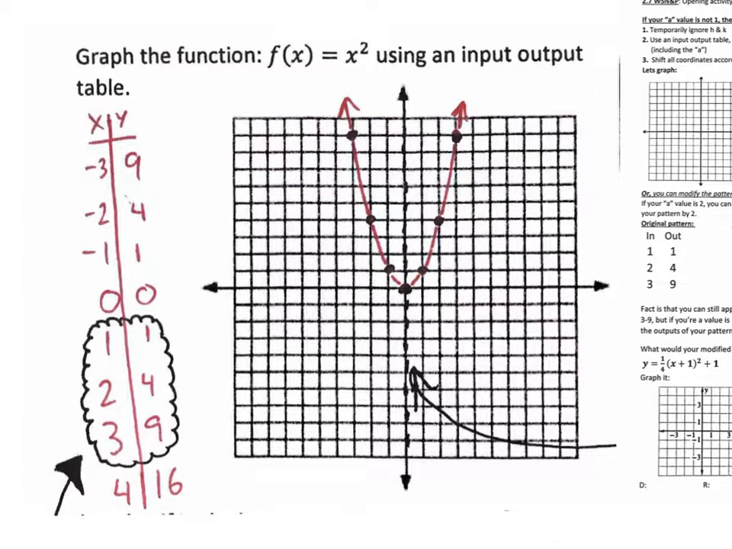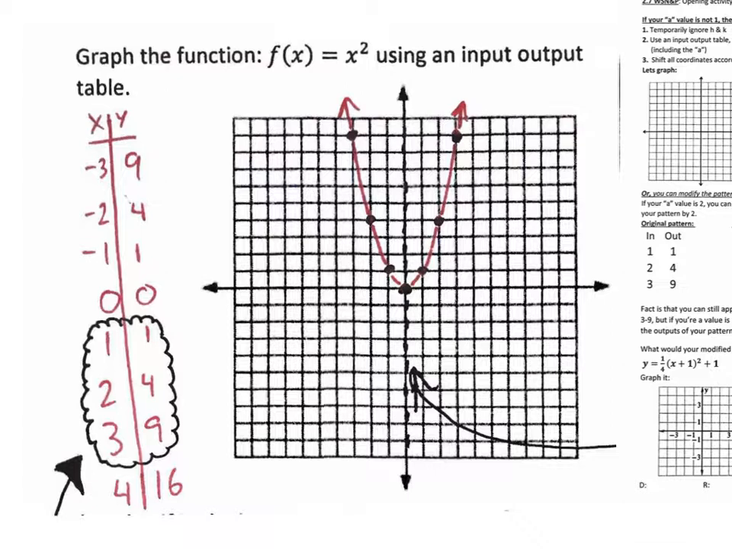We graphed it yesterday using an XY table, and we recognized the a value of 1 produces this exact parabola. Remember, the a value tells you if the parabola is wider or narrower. If your a value is 1, it produces these coordinates, and we use these coordinates from the parent graph as a pattern to graph any parabola that has the a value of 1. You guys remember that from yesterday, right?